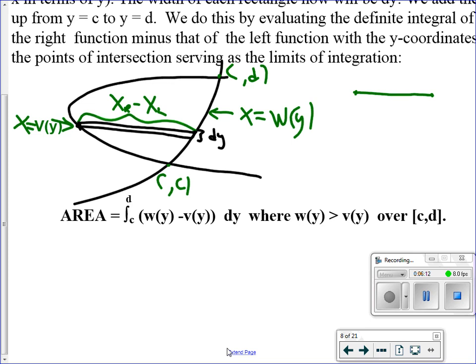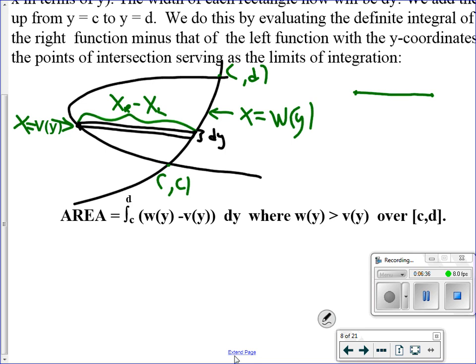So the idea is this. We can find the area by summing up with a definite integral from the smallest y-coordinate to the greatest y-coordinate. Now remember, when we're using horizontal strips, we're going to have to add up from bottom to top. We're going to be interested in the y-coordinates of the points of intersection. So we're going to add up from the smallest y, which we'll call C, to the greatest y, D, of the region.